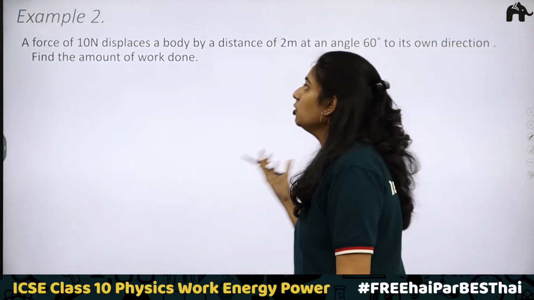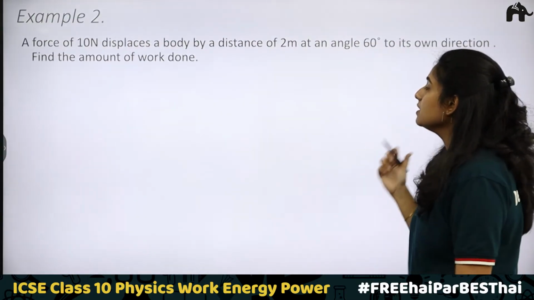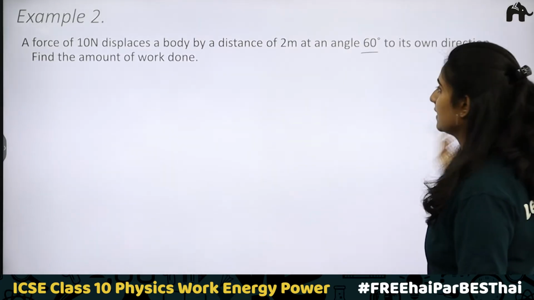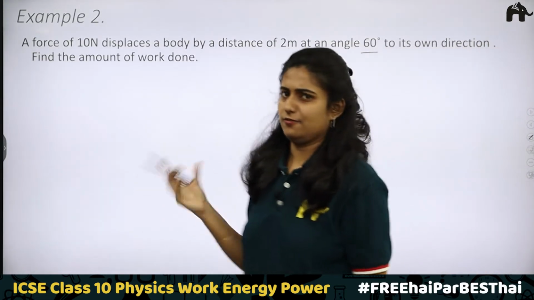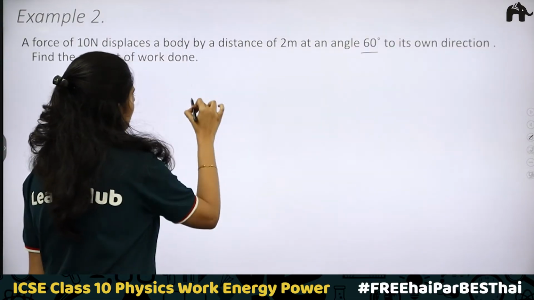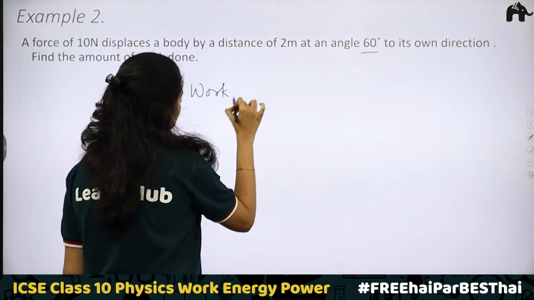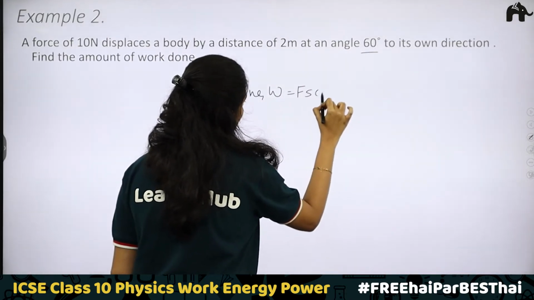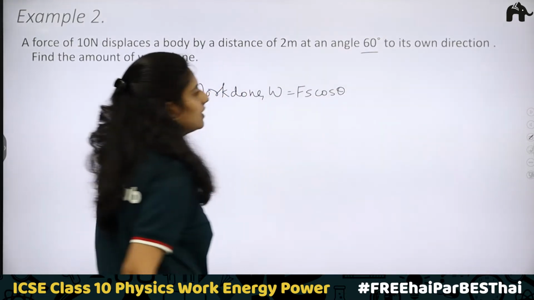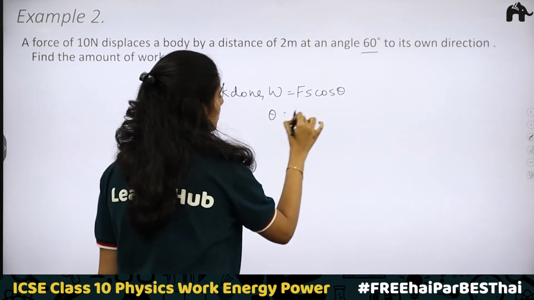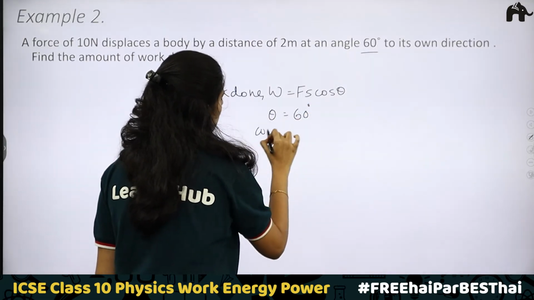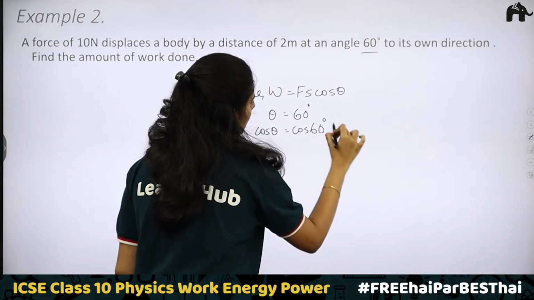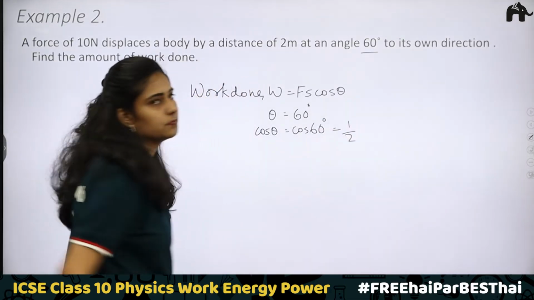A force of 10 Newton displaces a body by a distance of 2 meter at an angle 60 degree to its own direction. Find the amount of work done. Very simple, right? What is work done? Work done, W is equal to Fs cos theta. Here the angle theta is given. Theta is equal to 60 degree. Then what is cos theta? Cos theta will be cos of 60 degree, which is equal to 1 by 2.